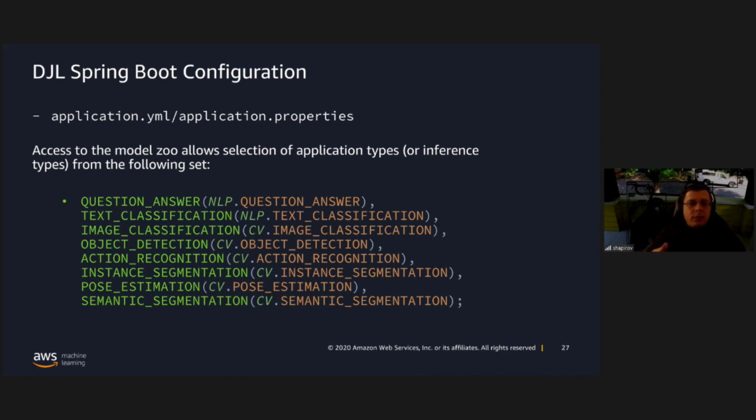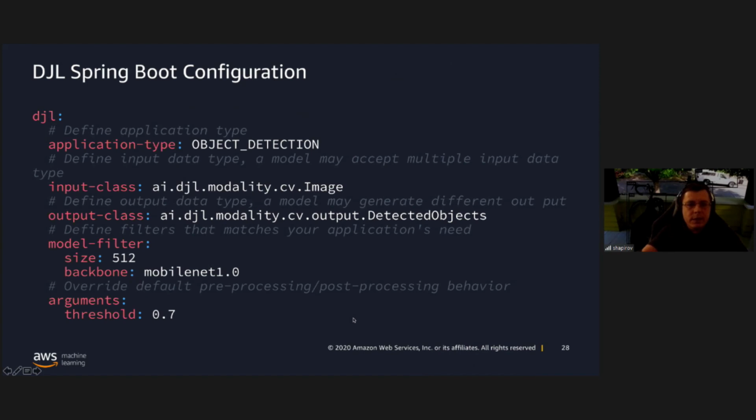You can obviously expect standard support for application YAML and application.properties in your Spring Boot with that. Access to the models allows you selection of application types for inference types from the following list, and this list is going to be growing. So users will just apply standard configuration. We have also IDE support for that. That's how a generic configuration is going to look like.